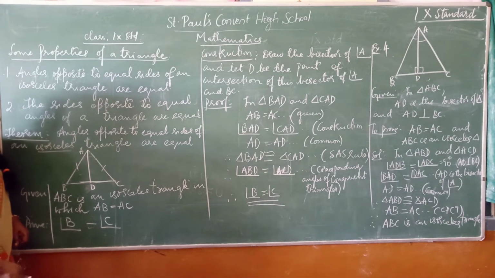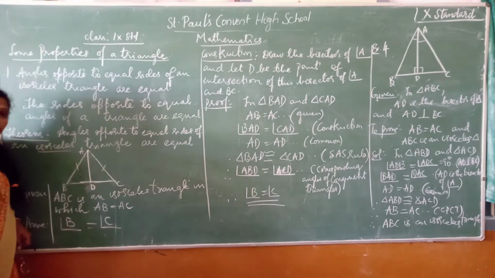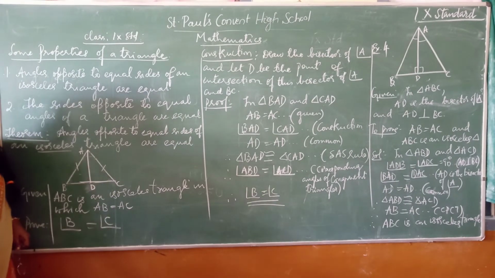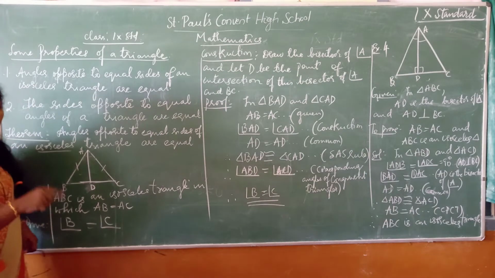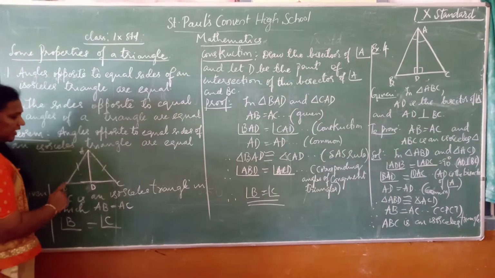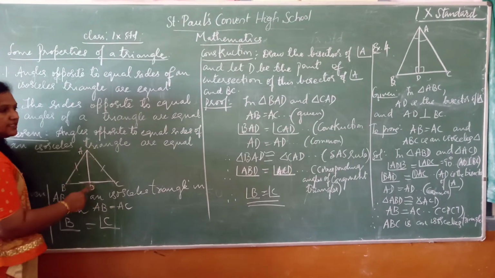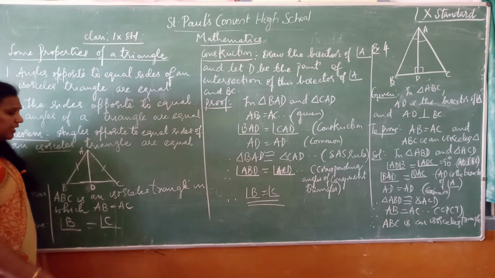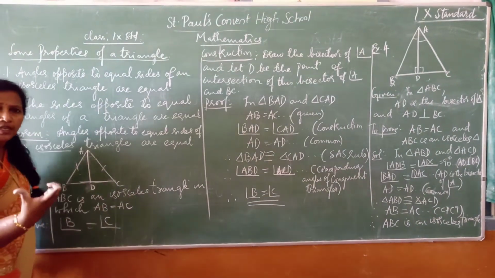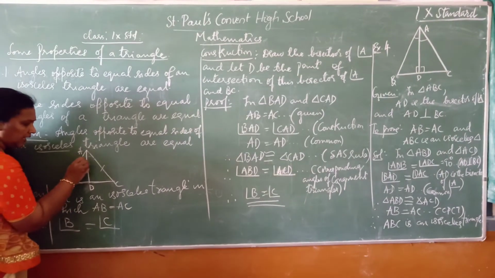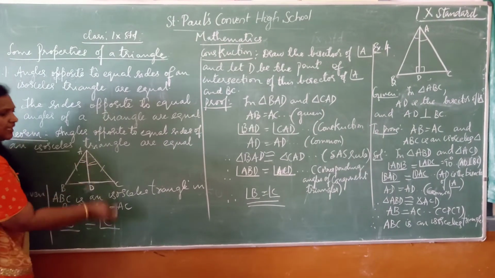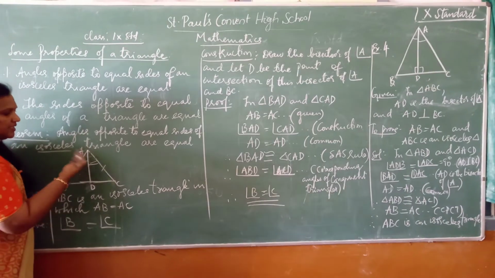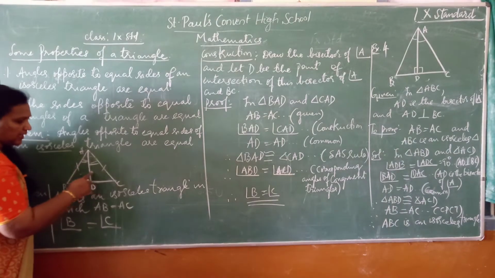Now, you have to prove that angle B is equal to angle C. What you have to do? The only thing you have to do is show these two triangles are congruent. So to show that two triangles are congruent, you will take triangle BAD as well as triangle CAD. AB is equal to AC because it is already given. AD is equal to AD, it is a common side. Angle BAD is equal to angle CAD. Why? Because AD is the bisector of angle A by construction. Therefore, these two triangles are congruent.